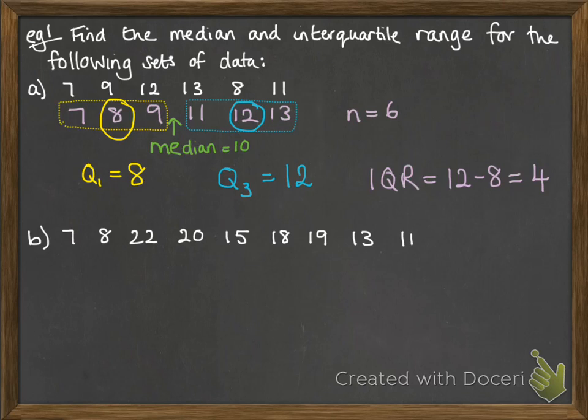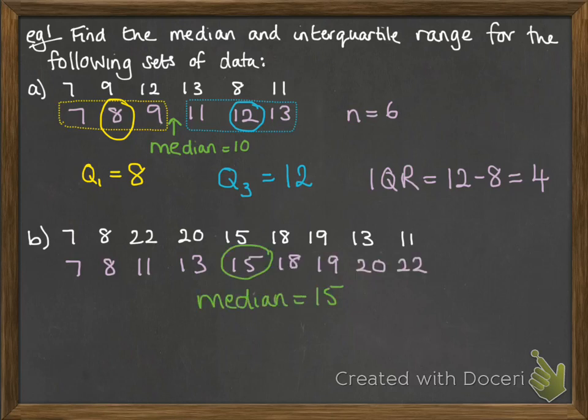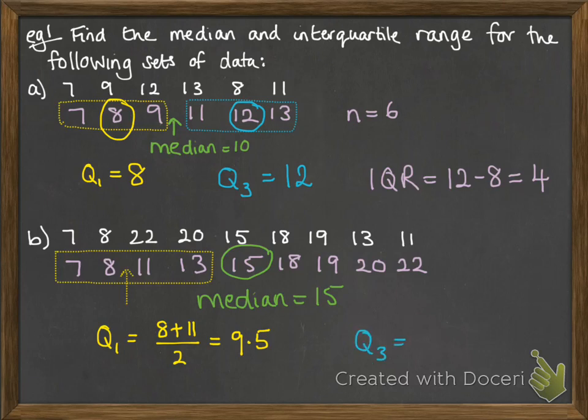Now on to B. We've got to order them first, and then we can find the middle one. Median is 15. Q1 is halfway through the lower end, and Q3 is halfway through the top end. Interquartile range is the upper quartile minus the lower quartile, so 19.5 take away 9.5 is 10.